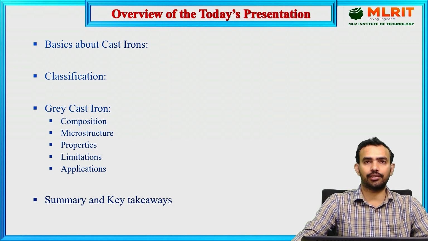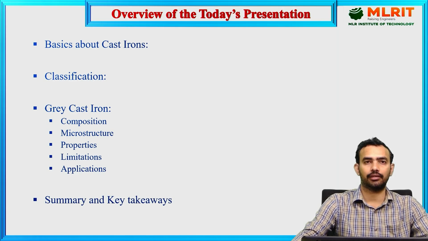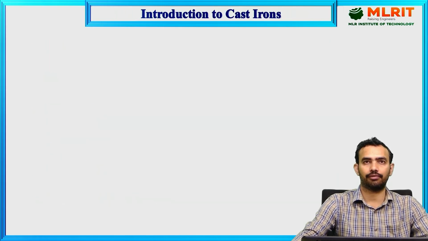In today's presentation, we will talk about cast irons, the basic introduction about the cast iron. Then we will talk about its classification. Then in particular, we will start with grey cast iron, its composition, microstructure, properties, limitations, and applications, and towards the end we will summarize and discuss the key takeaways from the lecture.